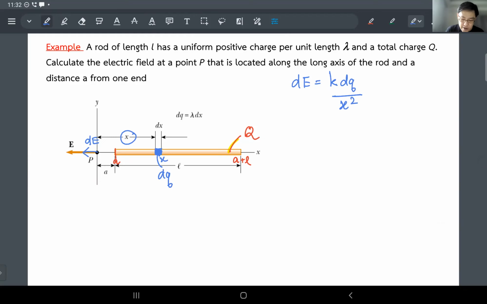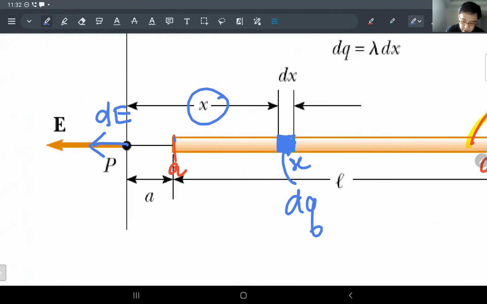Think of this. If I do another slice, chop, chop right there, that dq slice will generate another dE here. And I'll do another chop, chop over there. It's supposed to continuously happen. Then another slice, chop, chop, another dq, and it will generate another dE there. Another slice, another dE. You keep doing this slice, and you keep doing this dE calculation.